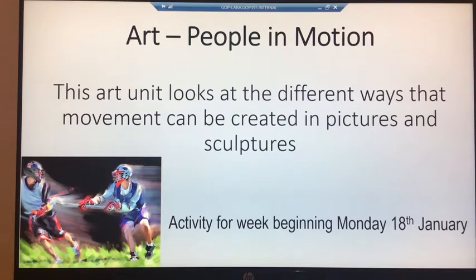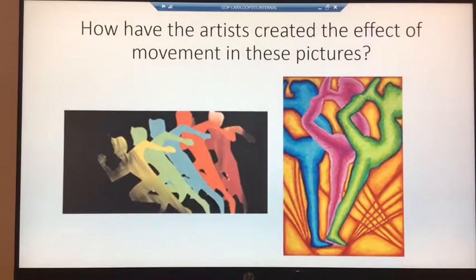And just a reminder that we're looking at how artists create movement in what is a still image, a photograph, a picture, a sculpture. So let me start by showing you two pictures. How do you think the artists have created the effect of movement in these pictures? Stop the video and have a good look.